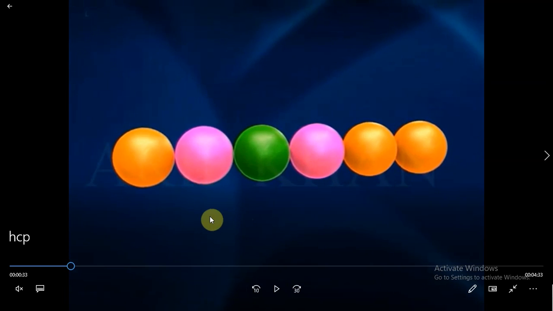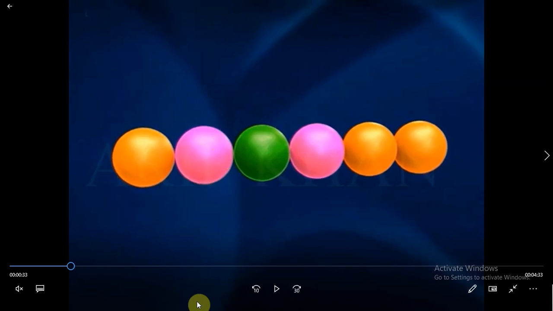Now at this point I want to tell you one thing. You see this green atom is coming in contact with two pink atoms. Okay, so there is a term called coordination number, meaning the number of atoms with which one atom is in contact at a particular time.